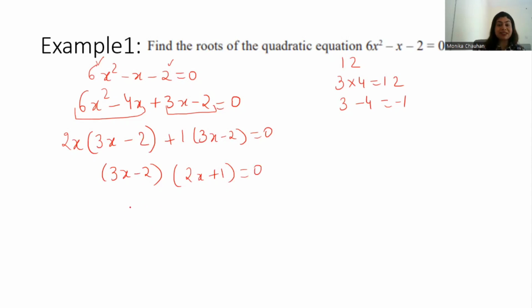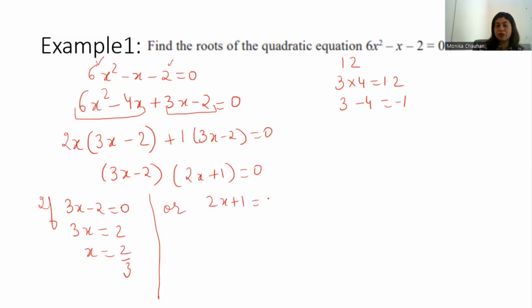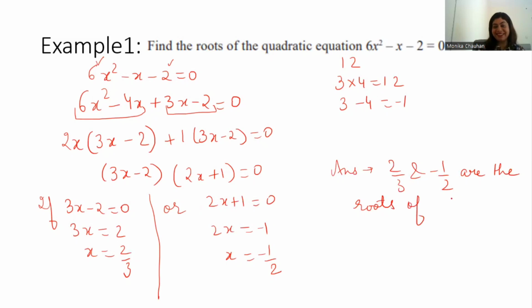Again, you got two factors, yeah? So what if the first, 3x minus 2, is equal to 0? That means what is the value of x in this case? It is 2 upon 3. And what if you take 2x plus 1 is equal to 0? Then in that case, you get x is minus 1 upon 2. And the answer is 2 by 3 and minus 1 by 2 are the roots of this particular equation.